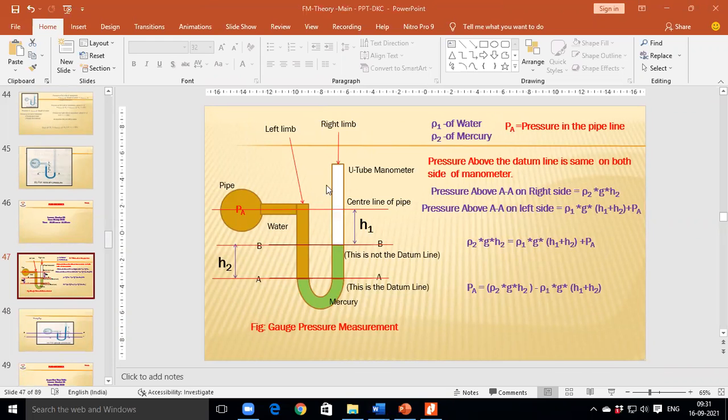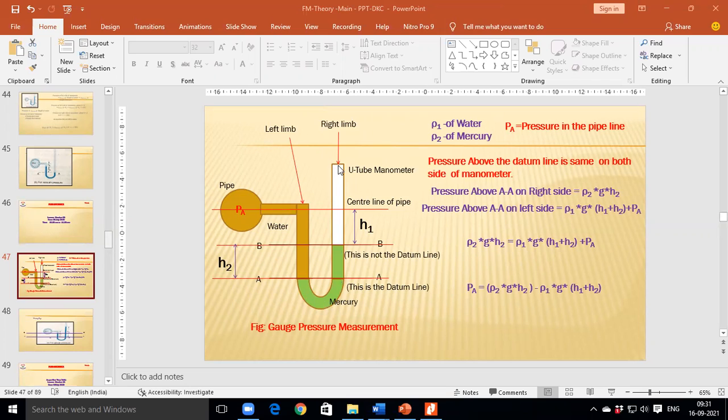See this one. Is it visible? This figure? Yes, sir. Okay. See here, the pipe. Inside the pipe there is a pressure PA. The pressure in the pipe is PA. This is a fluid flowing through the pipeline, and this color represents the mercury inside the U tube.